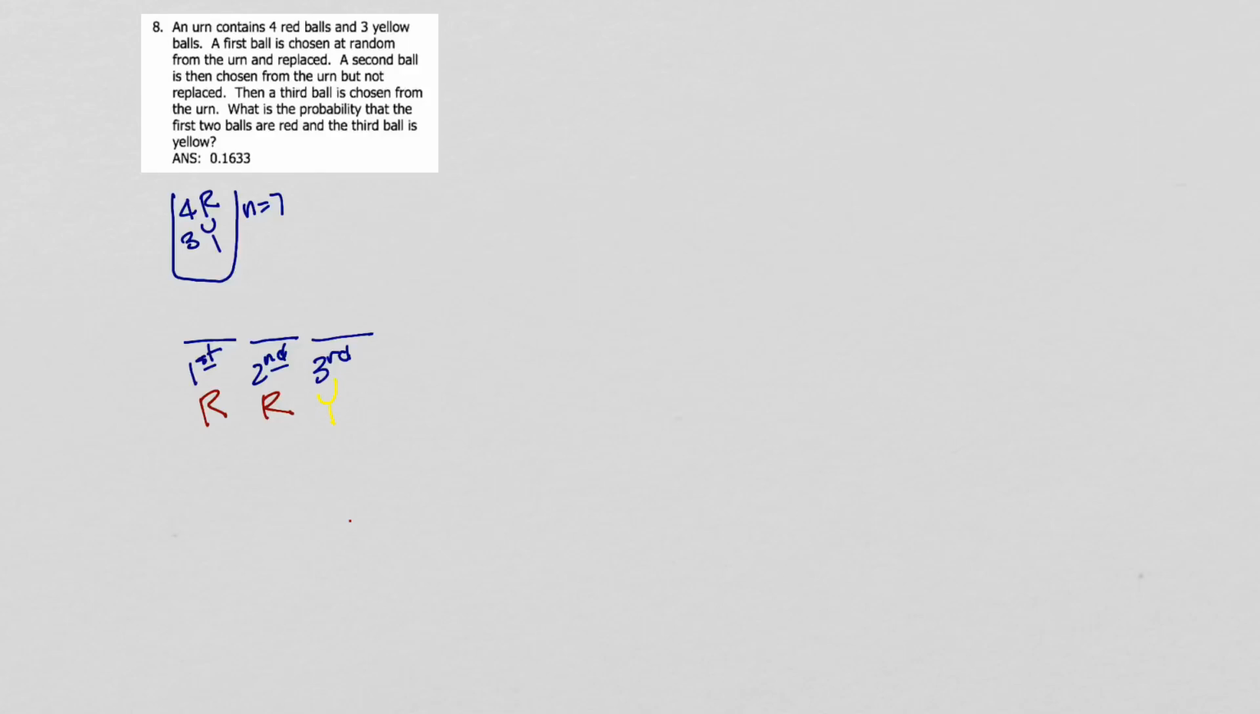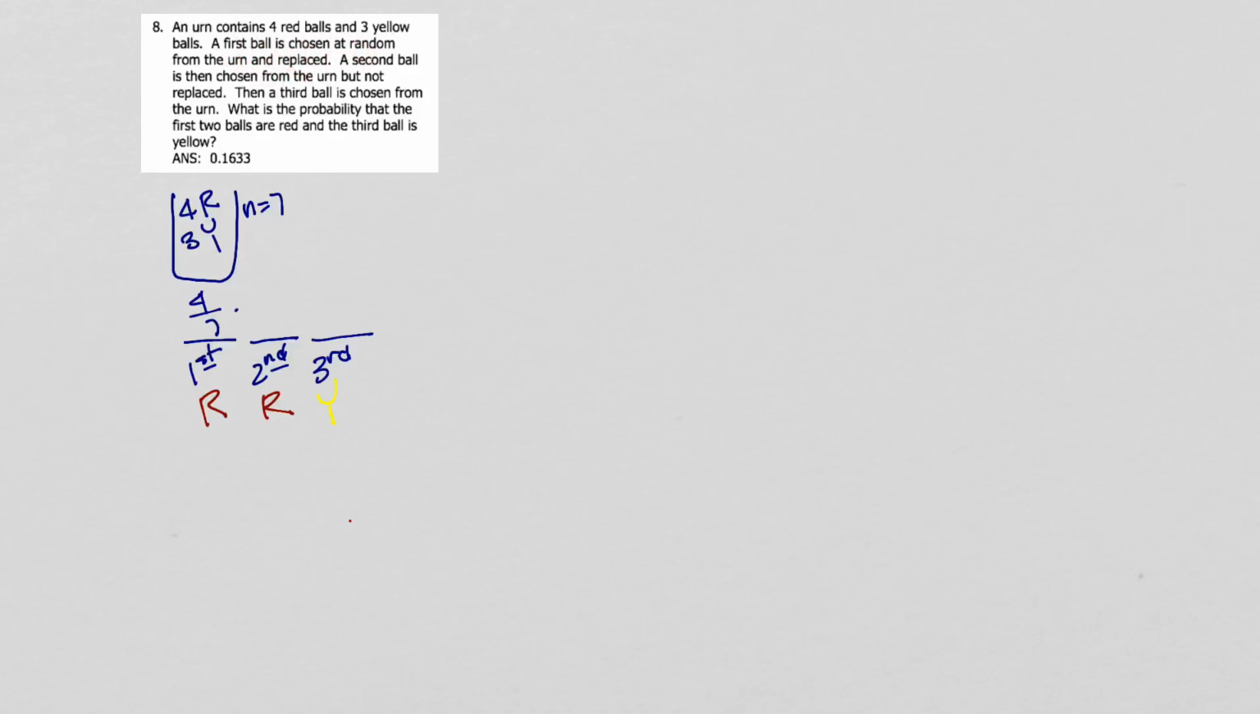So in the first draw, out of this urn, we're going to choose a red. Now there's 7 balls altogether, so the probability of getting a red is going to be 4 out of 7. So how about 4/7 right there? And then what we do is this. We replace that ball, right? So we draw a ball, and then we replace it.